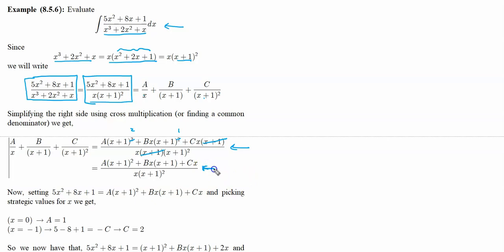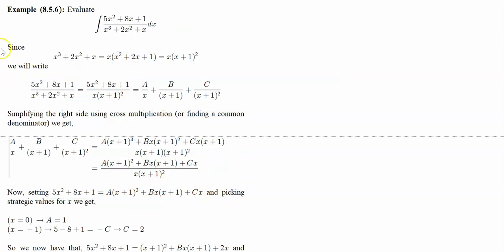So it doesn't matter whether you use cross multiplication or just finding a common denominator, whichever way you would like to do it. Now at this point we can set the numerators equal, so we would set this right here equal to 5x plus 8 plus 1, and that's what we have right here. And now we just want to pick strategic values for x and solve for the a, the b, and the c. All right, so that's what we're doing down here now.